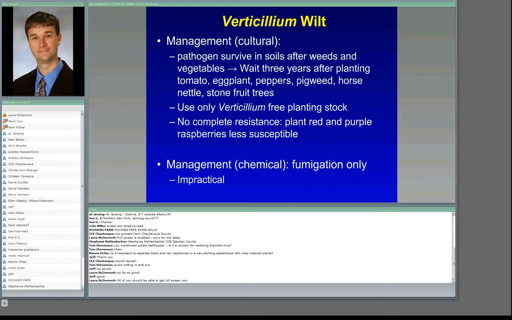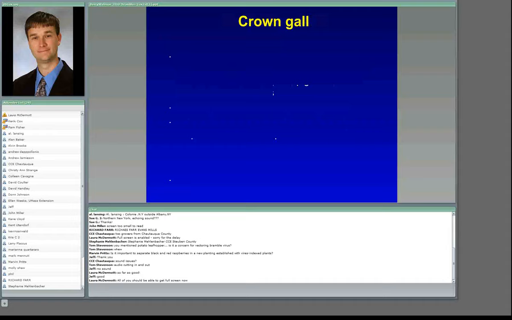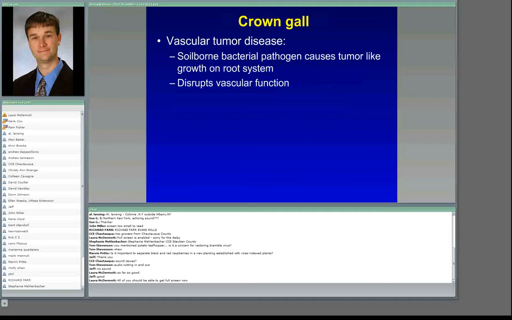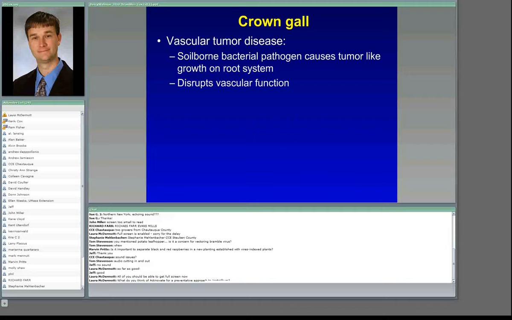Let's talk briefly about crown gall. It's one of the other diseases that one may find. It's a vascular tumor disease. So basically what's happening in this case is a soil-borne bacterial pathogen is causing tumor-like growths on a root system. Again, it will disrupt the vascular function, causing the plants to appear to wilt.